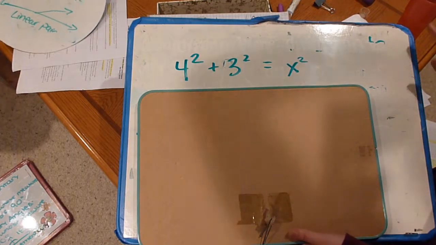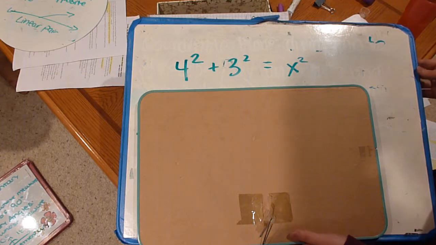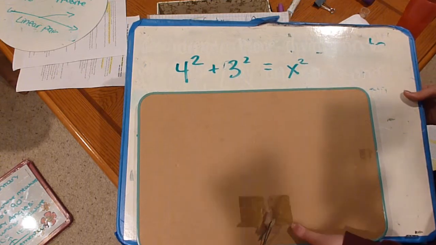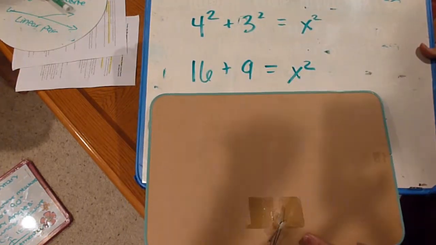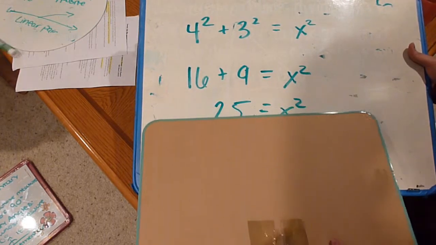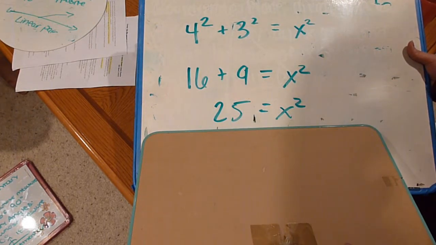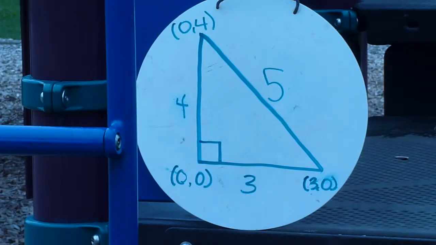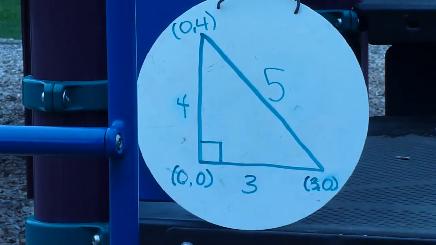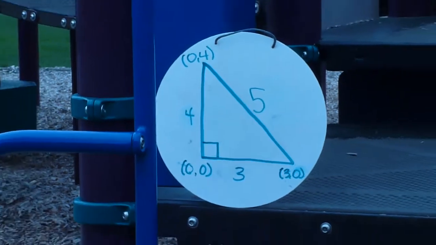So if you plug those numbers into the Pythagorean theorem, you get 4 squared plus 3 squared equals x squared. So then it's 16 plus 9 equals x squared. So then 25 equals x squared. And then you find the square root of 25. So the answers are 4 and 5. Let's go in.